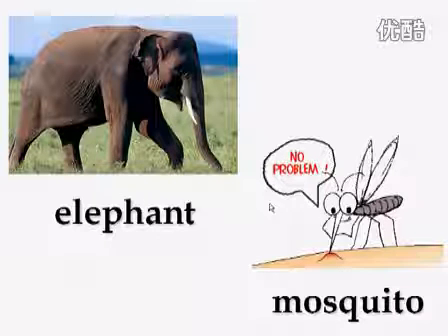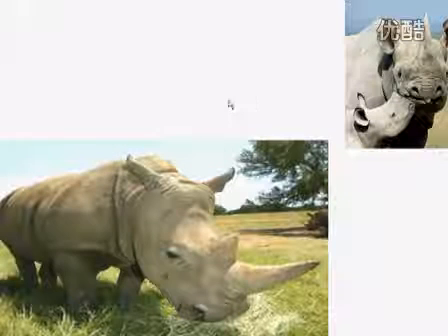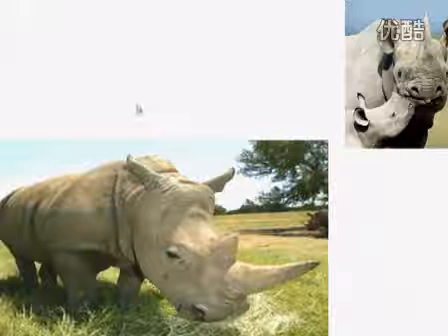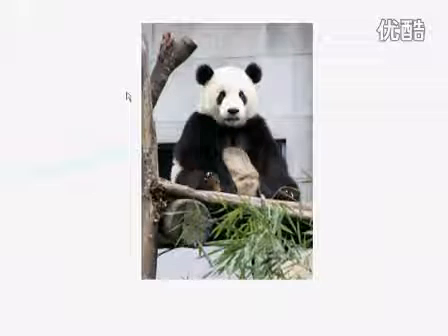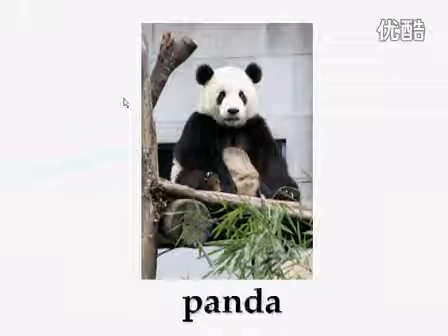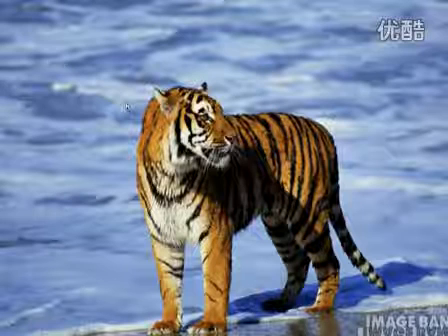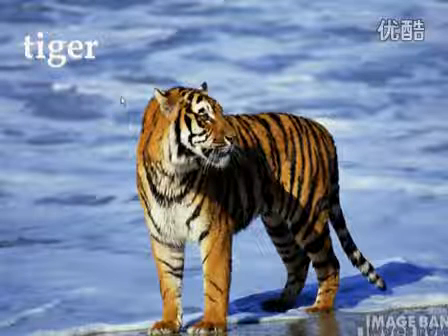And how about this one? It's kind of an insect. It's called mosquito, right? Mosquito. Will suck your blood, especially in the summer, right? Summer night. Well, this one is a little bit difficult to pronounce. It's called rhino. Rhino 是我们所说的犀牛，黑犀牛。Rhino. Well, yeah, everybody knows how to pronounce it. Panda, right? Panda. And this one is tiger.